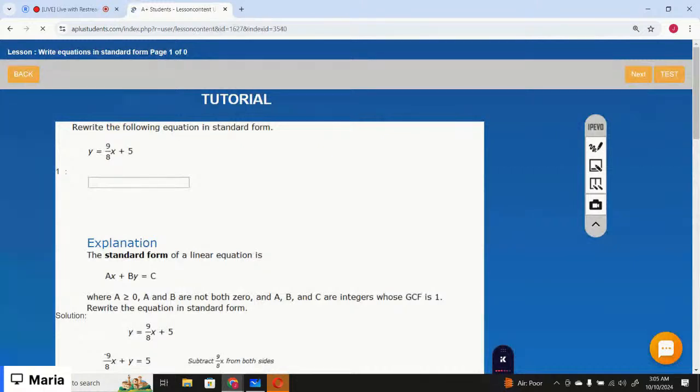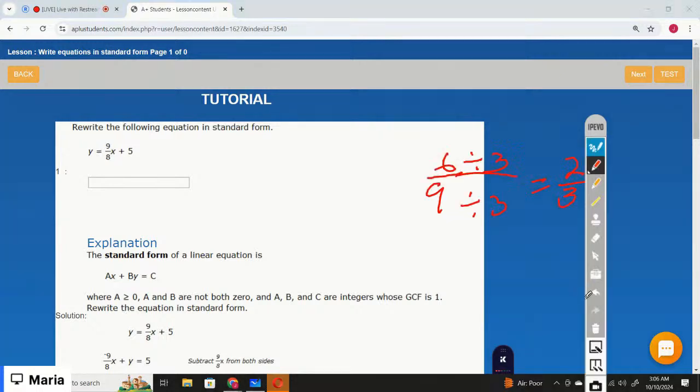Rewrite the following equation in standard form. y equals 9 over 8x plus 5. So first thing you need to learn is what is the standard form of the linear equation, right? The standard form of a linear equation is ax plus by equals c, where a is greater than or equal to 0, a and b are not both 0, and a, b and c are integers whose GCF is 1.